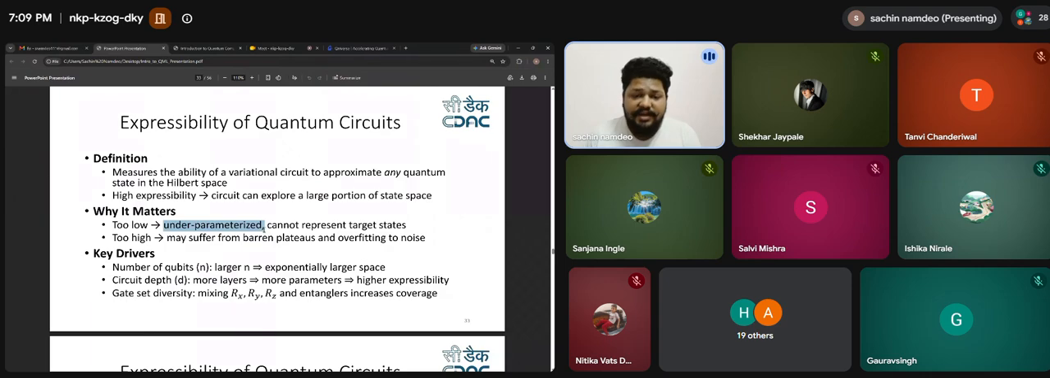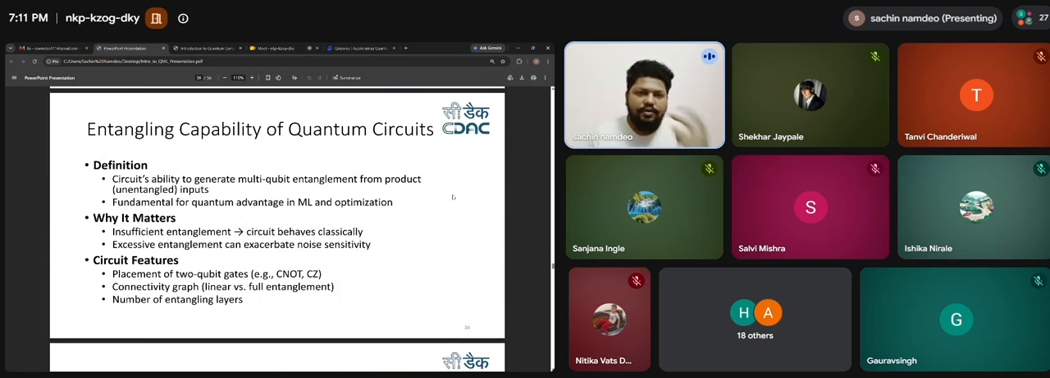If I am under-parameterized, I cannot represent the target states, and the model is going to be underfitting. If I have too many parameters, I may suffer from my gate operations on 2 qubits. I am doing entanglement between those 2 qubits, and this thing is much more fundamental for quantum advantage in machine learning and for optimization.